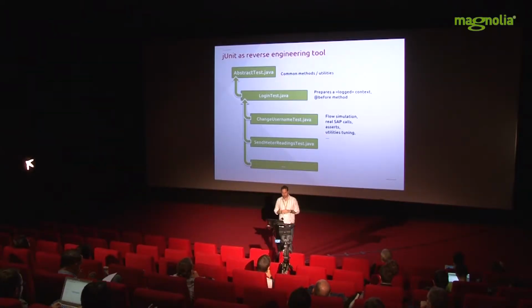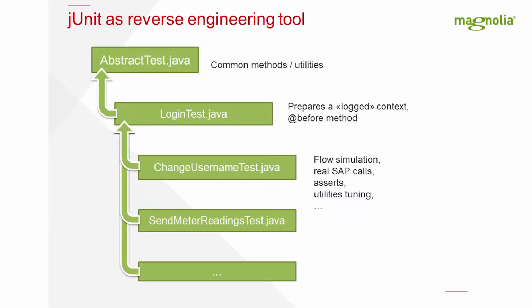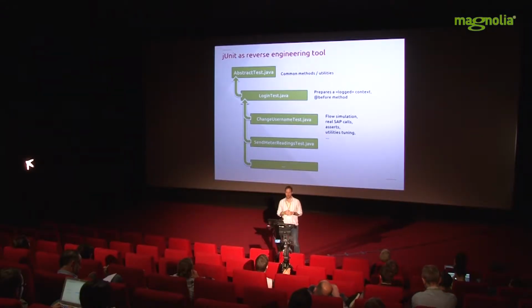Just as information, this is our JUnit test solution. We have an abstract test at the top, where we have common methods, like some business-specific aggregation of fields, that are stored in the abstract test. We have the login test just below, and with a before method, we do the login. So all the tests behind use the before method of the login test to do the login, and then perform their own activities.